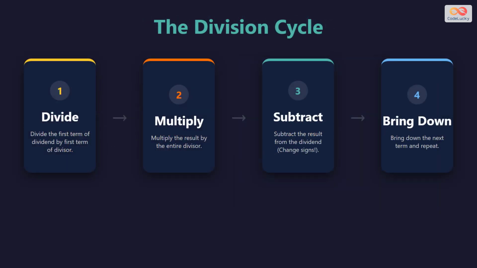The process relies on a repeating four-step cycle: divide, multiply, subtract, and bring down. We will keep looping through these four steps until we can't go any further. It helps to memorize this order.